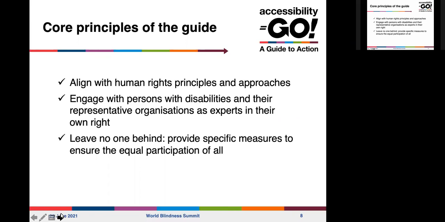So this guide talks across all constituency groups, as much for people with psychosocial disability, for blind people, people with low vision, deaf, hard of hearing, deaf-blind, people with learning disabilities, intellectual disabilities. It's a guide that looks at the rights of all persons with disabilities to be fully included in all aspects of life. And finally, the guide is not prescriptive.